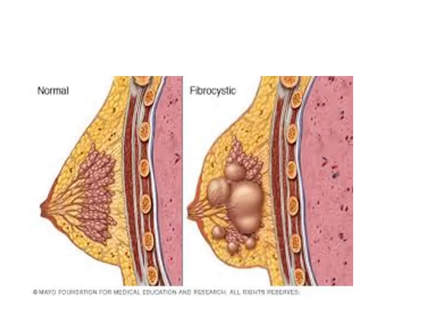This is a normal diagram of the breast. Here the lobules are there, tissues are there, ducts will be there, and if this is a fibrocystic breast, then these lobules will become like this. There will be increased size in these lobules. That is a fibrocystic breast disease.